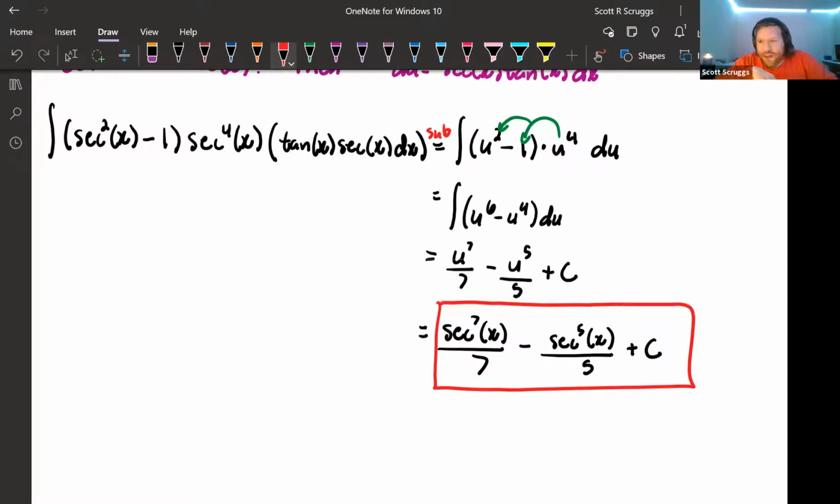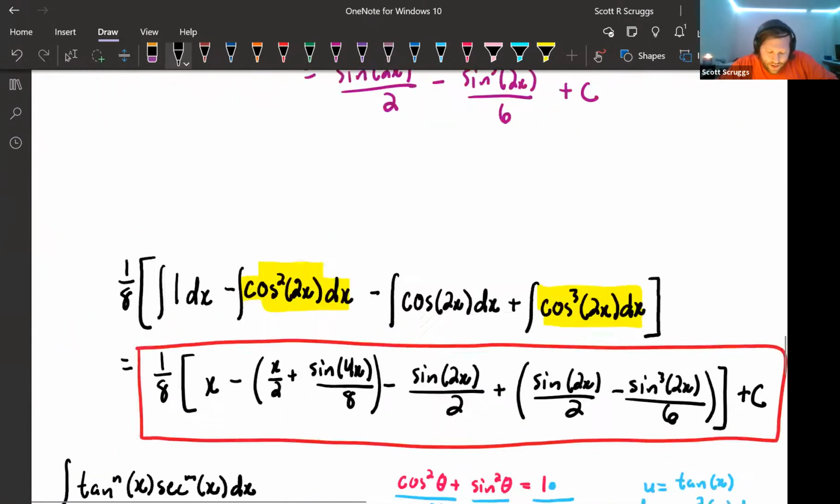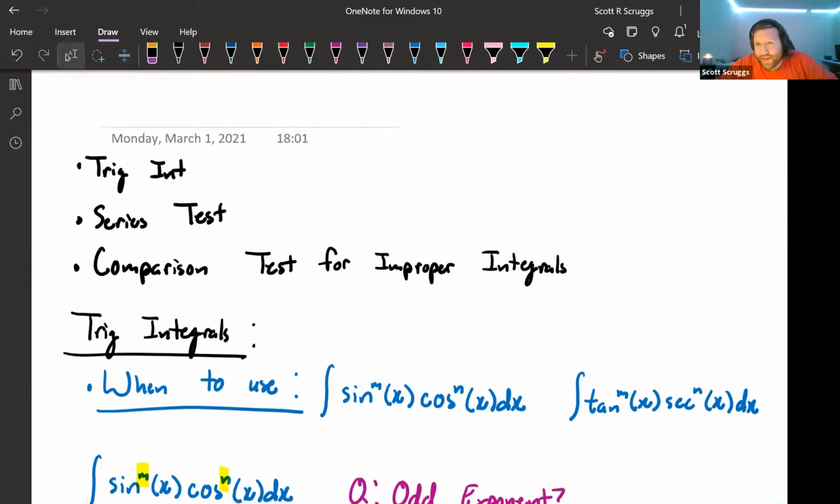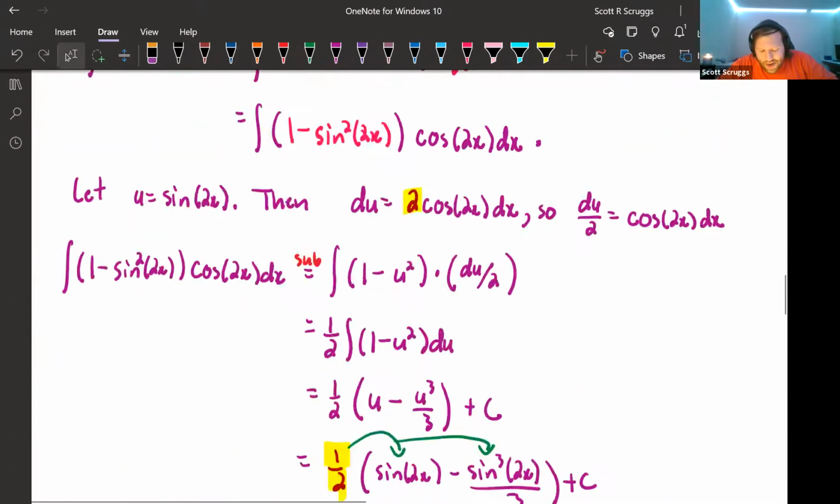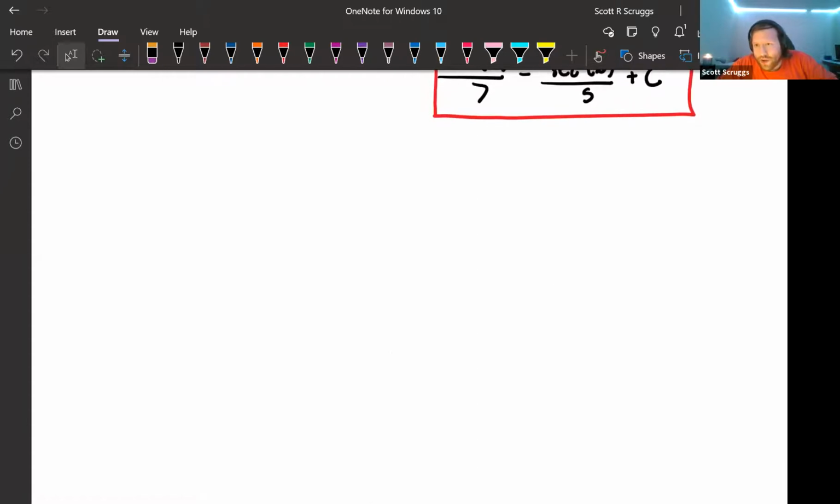And so with that, that's trig integration in all of its possible cases. Now with this, the next topic that we mentioned was series stuff. Just series tests. Any particular series test that y'all want to go over first? Is all of them an option? I'll go through all of them.